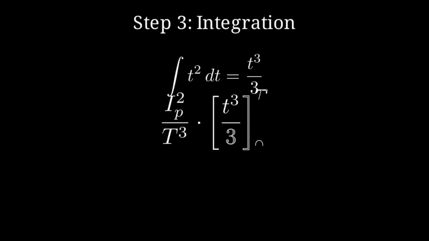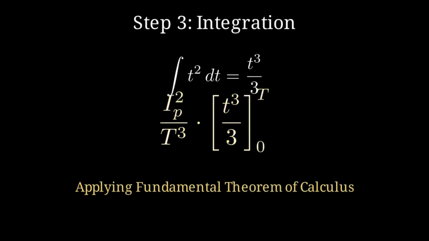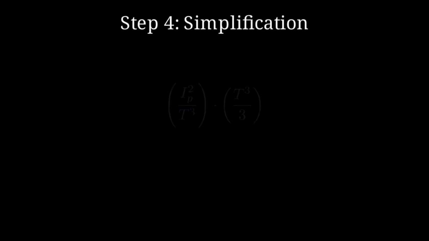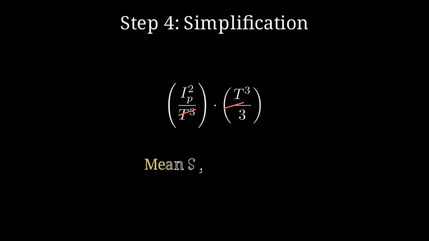Now we perform the integration. The integral of t squared is t cubed divided by 3. We will evaluate this at the boundaries of our period, from 0 to the full time T. By substituting T into our expression, the t cubed terms cancel out perfectly. This leaves us with the mean square value, which is simply the peak current squared divided by 3.